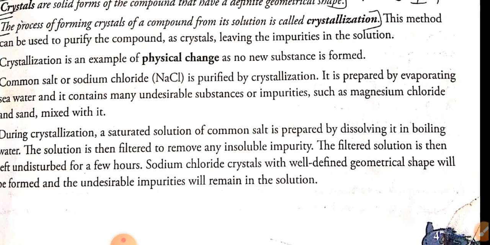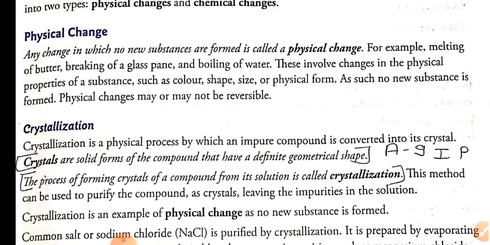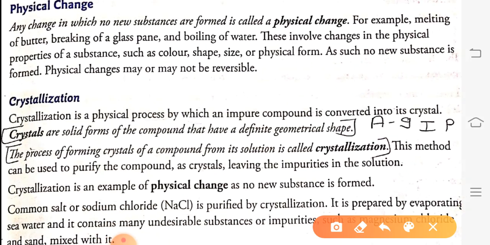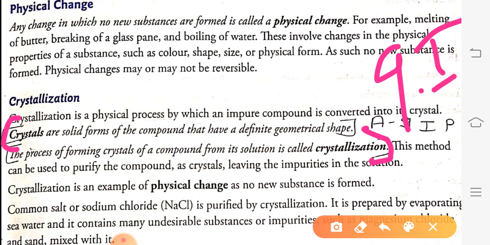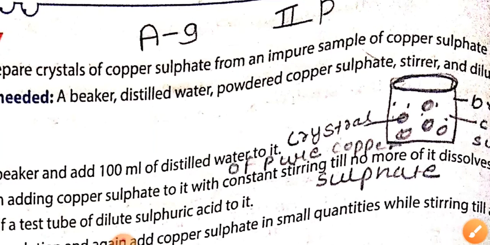Page 47. It starts from here. Crystals are the solid form of a compound that have a definite geometrical shape. The process of forming crystals of a compound from its solution is called crystallization. This is the first part of answer number 9, and the second part is here.